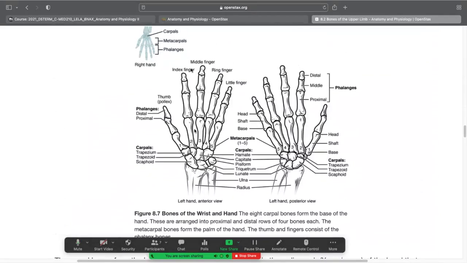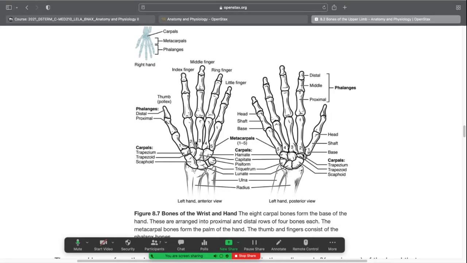Okay. Here is your upper extremity appendicular skeletal system in a little bit more detail. The dorsum of your hand, or the back of your hand, is made up of the metacarpals, and the cuboidal bones of your wrist are called carpals. And again, you don't need to memorize these. This is for whenever you go to graduate school.